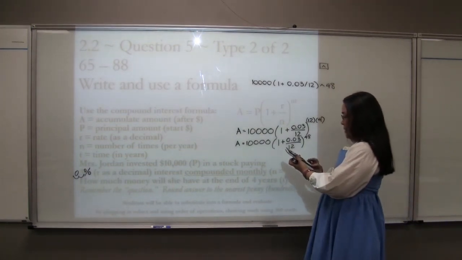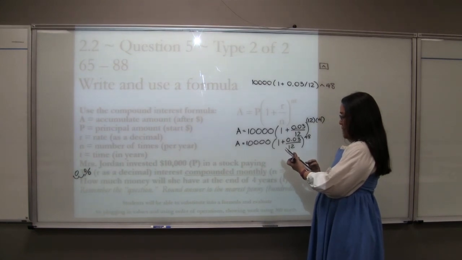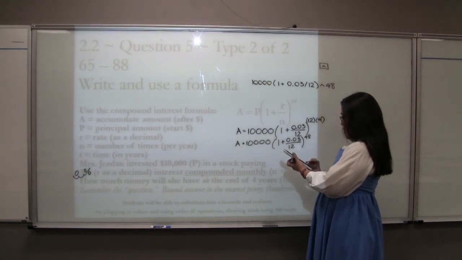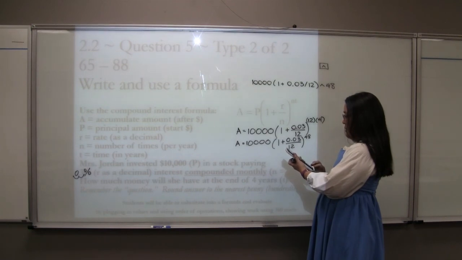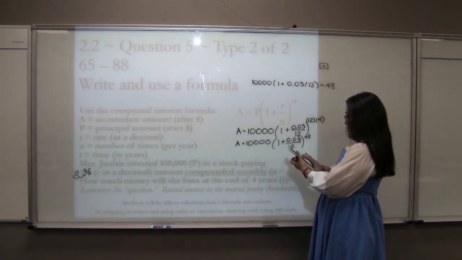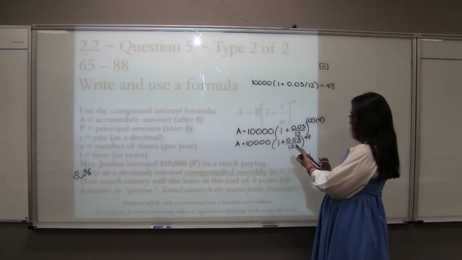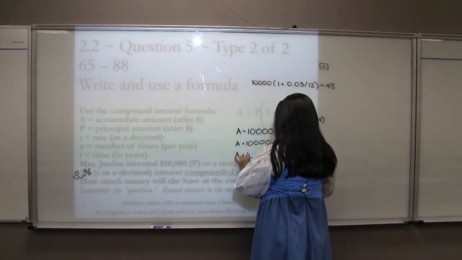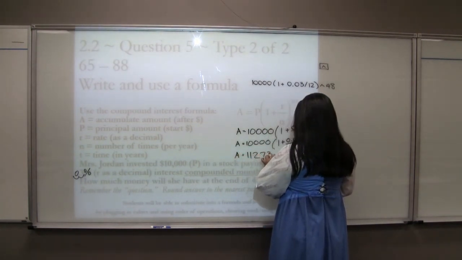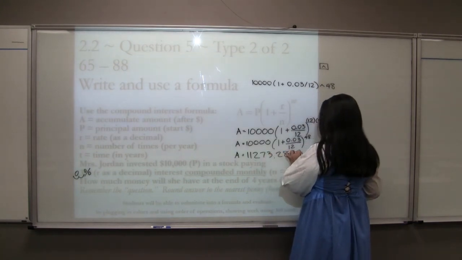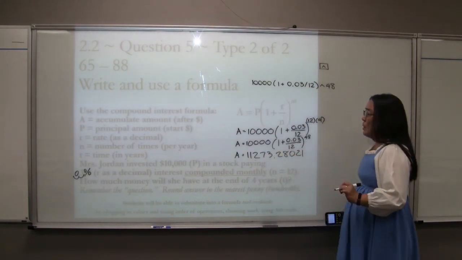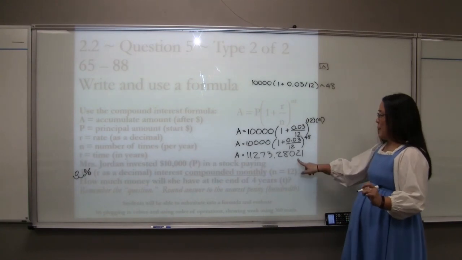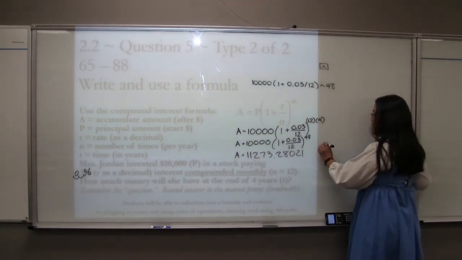So we grab our calculator and we do what Ms. Jordan just said. 10,000 parentheses, 1 plus alpha y equals enter to get 0.03 on the numerator, 12 in the denominator, and parentheses raised to the 48th power. And we get A equals 11273.28021. But we want to know how much money will we have at the end of this? That does not look like money.